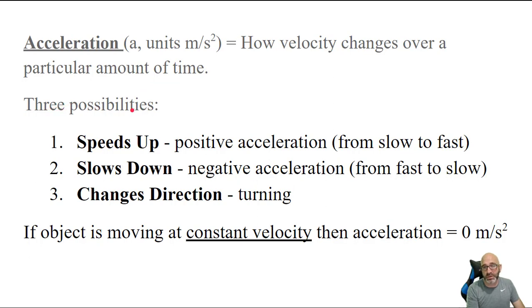Now, there are three possibilities, really. The first one is something speeds up. We call this positive acceleration. In other words, going from a slow velocity to a fast velocity. That's speeding up, and we call it positive acceleration. The second option is the object slows down. And this is negative acceleration, or deceleration. That's a condition where you're going from a fast velocity to a slow velocity.